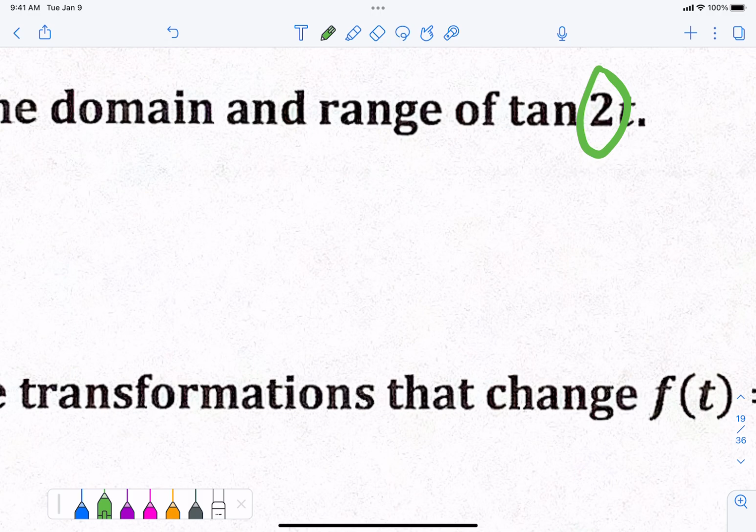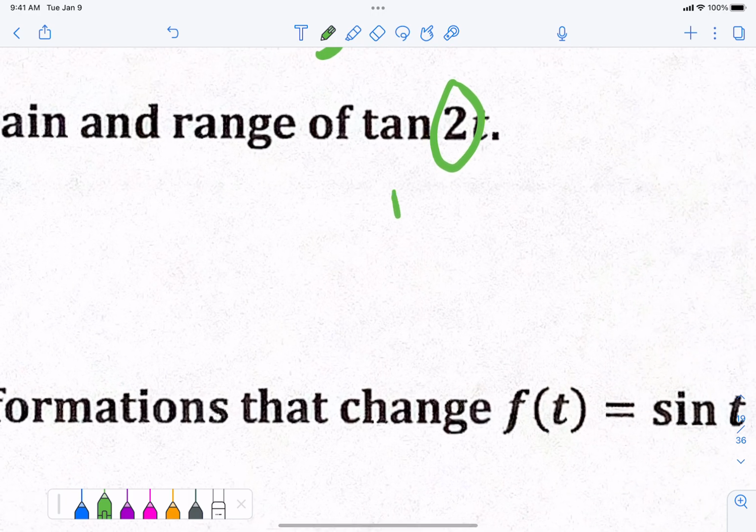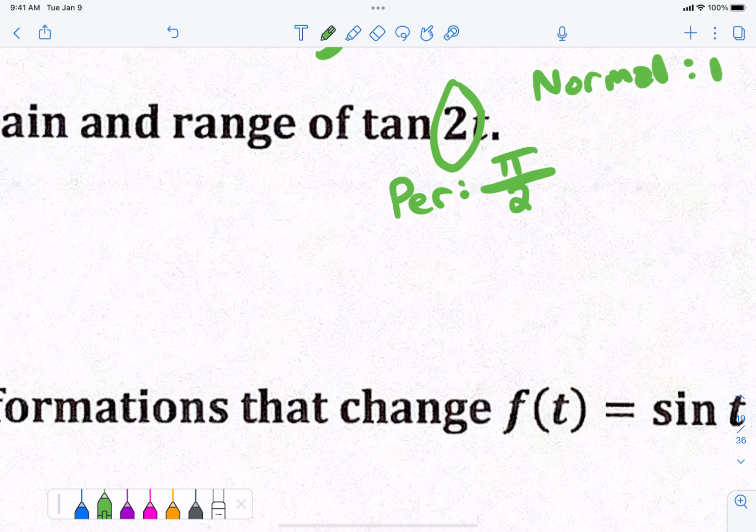It's the amplitude. Oh, right, it changes the period. Okay, how do I calculate period for tangent? Pi over b. So, pi over 2. Tangent's period would now be pi over 2. What's tangent's normal period? Just pi.